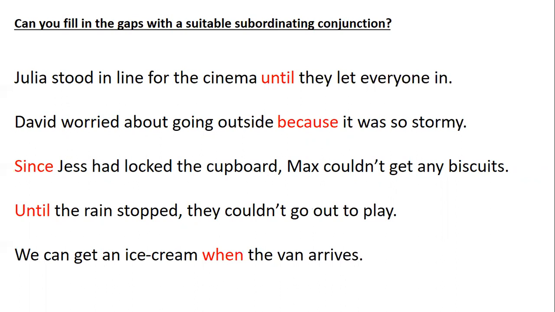Since Jess had locked the cupboard, Max couldn't get any biscuits. Also in that sentence you could have because Jess had locked the cupboard, that would work just as well. You could even perhaps put when in there. When Jess had locked the cupboard, Max couldn't get any biscuits, that would work perfectly well. I've got until the rain stopped, they couldn't go out to play. You could have unless the rain stopped as well. We can get an ice cream when the van arrives.